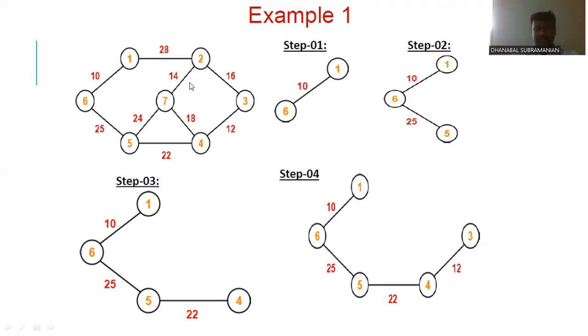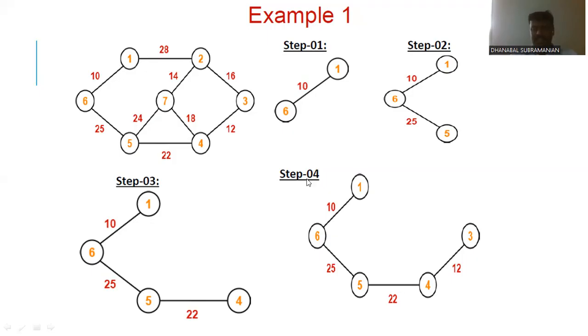Now you have possible edges: 1 to 2, also 5 to 7, and 5 to 4. Calculating the edge cost values: 1 to 2 is 28, 5 to 7 is 24, and 5 to 4 is 22. So you choose the minimum cost value 22, which is 5 to 4, using the edge cost value 22.